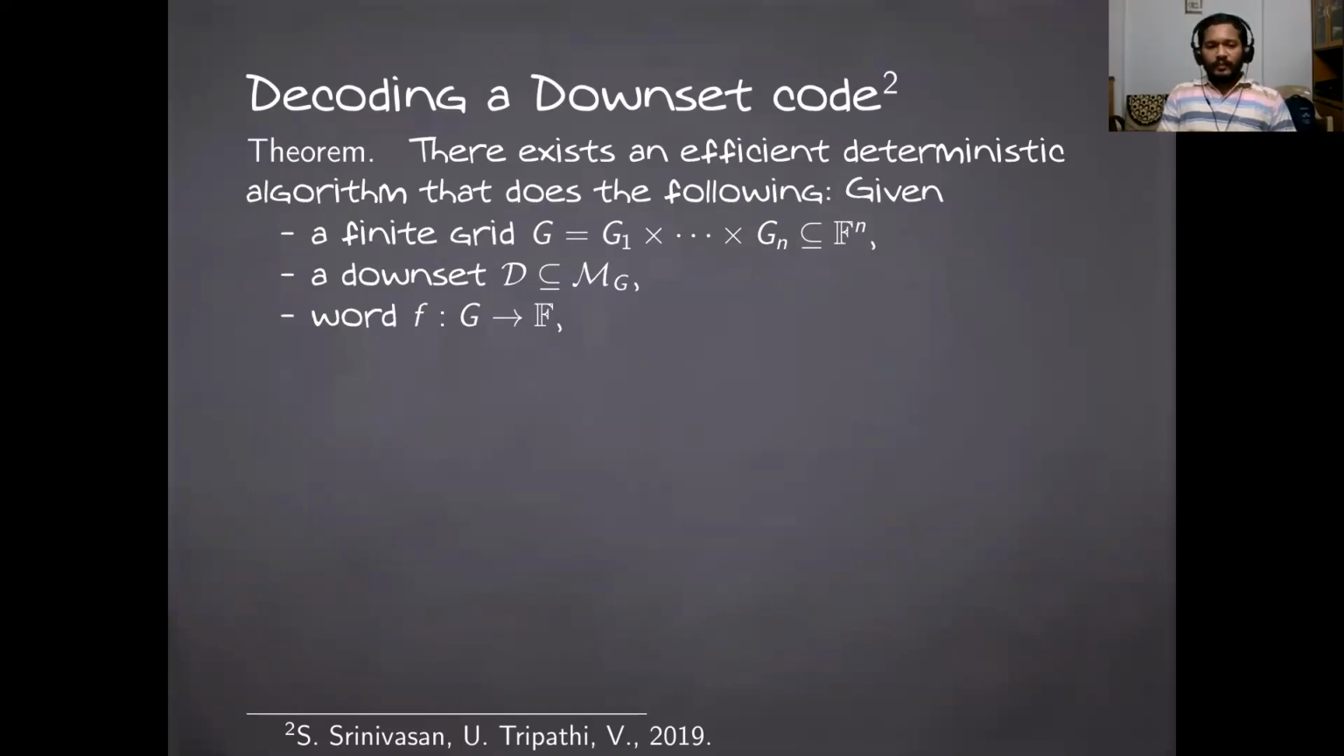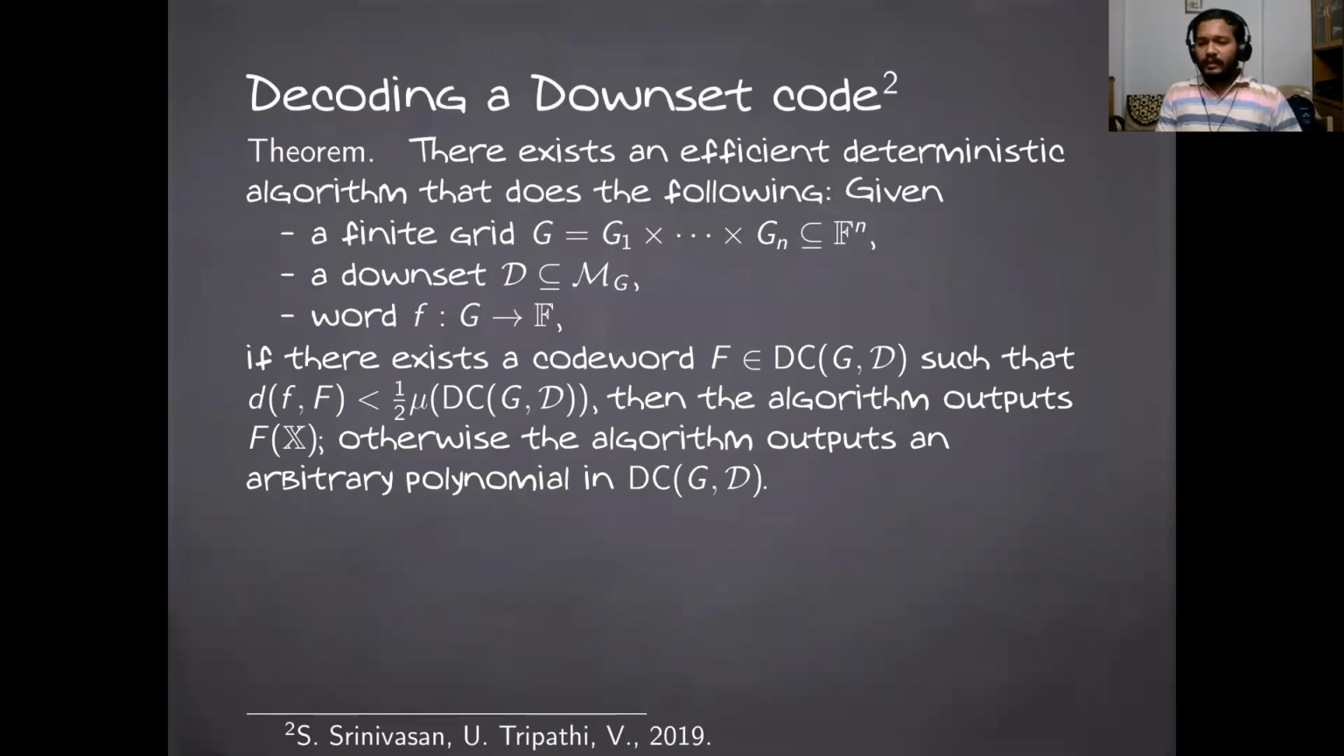Given a word, if it is close enough to exactly one code word in the downset code, where close enoughness is characterized by the radius being half the minimum distance, so if there is a code word in this downset code that is less than half the minimum distance away from the given word, then the algorithm will output the correct code word. If not, the algorithm would still output some code word from the linear code, but it may not represent the function that we ought to receive.